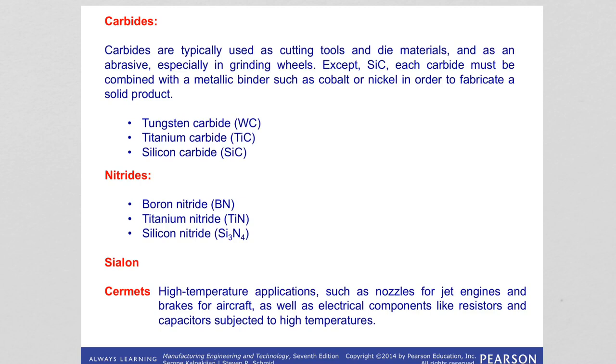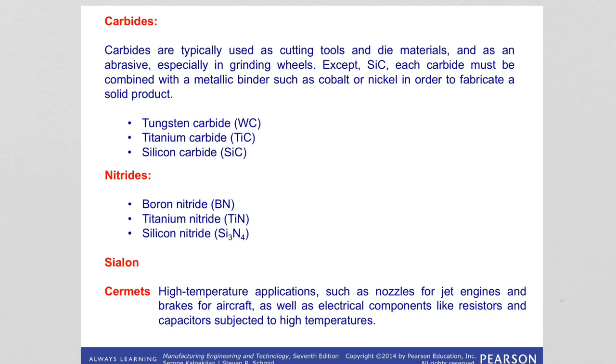Okay, so let's look now at carbides. We've learned about oxides, and now let's look at carbides. So what are the carbides that we know? Tungsten carbide, titanium carbide, silicon carbide, and you are seeing the composition of these carbides in the slide.